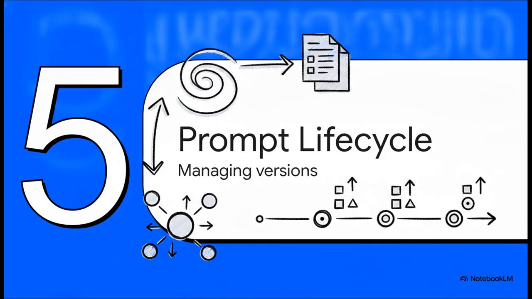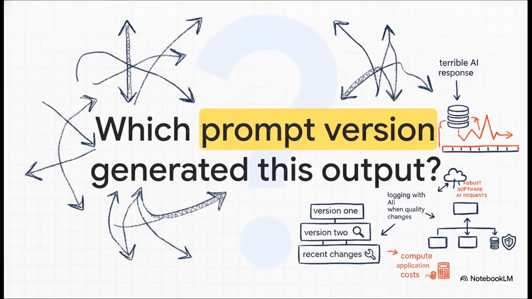Which brings us to Section 5, the prompt engineering lifecycle, managing versions. Okay, picture this. A user reports a terrible, completely broken AI response. If you don't have version control for your prompts, you are going to be faced with the absolute nightmare of debugging this one question. Which prompt version generated this output? Was it version 1, version 2? Did a recent tweak to the output format somehow break the whole thing? Prompt versions should always be logged alongside your AI requests. That way, you can actually track when quality changes, pinpoint exactly which version caused a validation failure, or see which version suddenly spiked your compute costs.